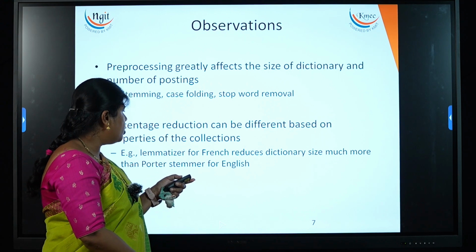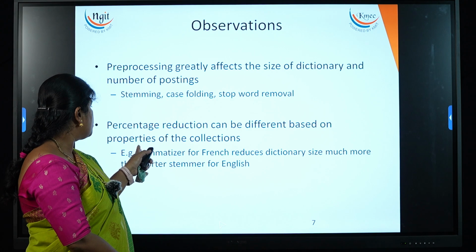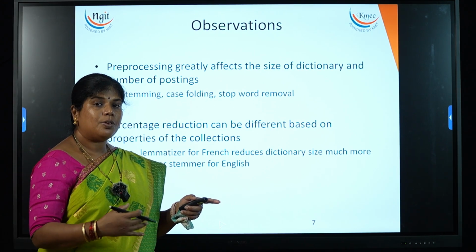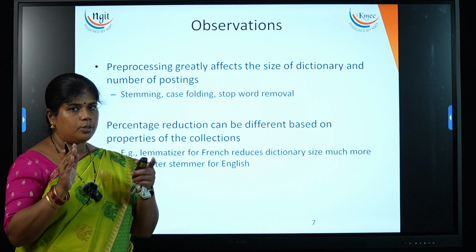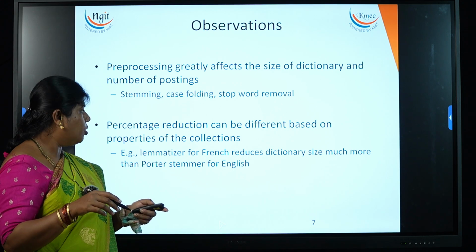Then the next one is what? Percentage reduction can be different based on the properties of the collection. Percentage reduction means what? The memory requirement reduction and so on depends on your documents, what type of terms are present in your document.